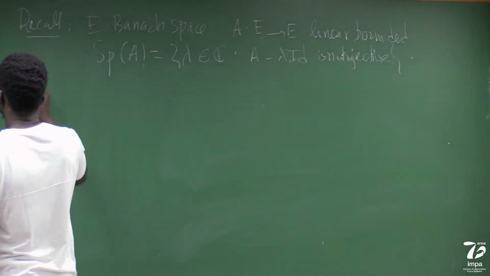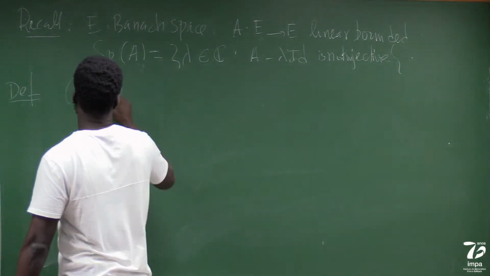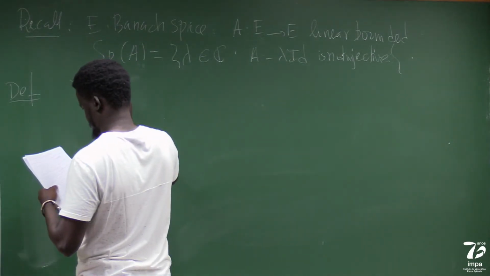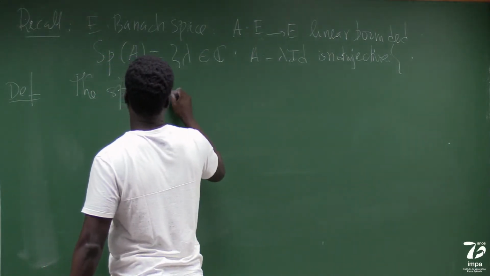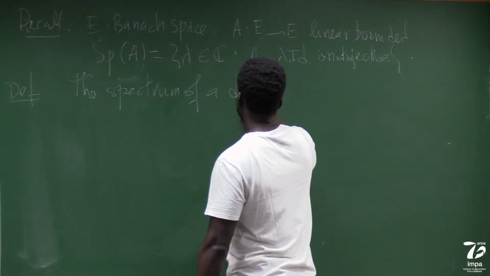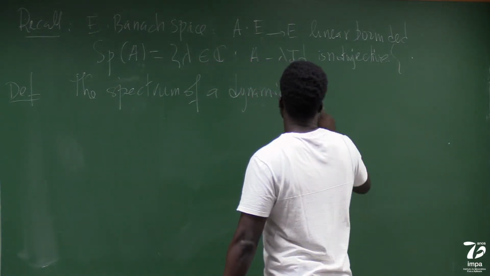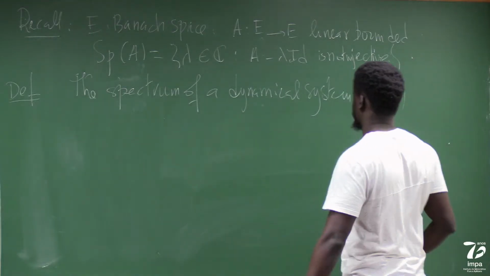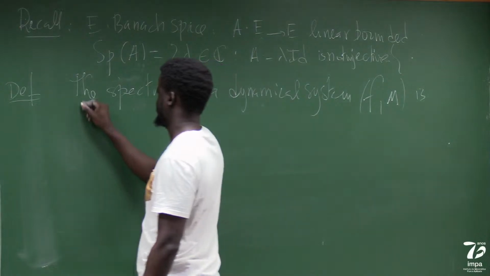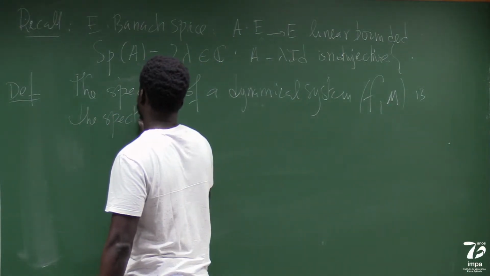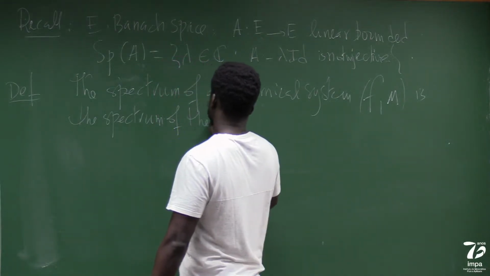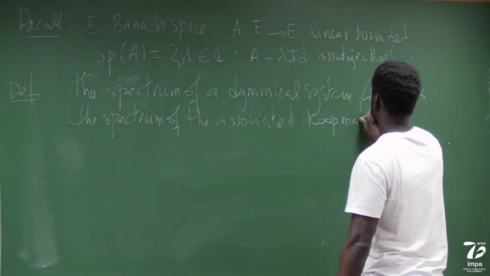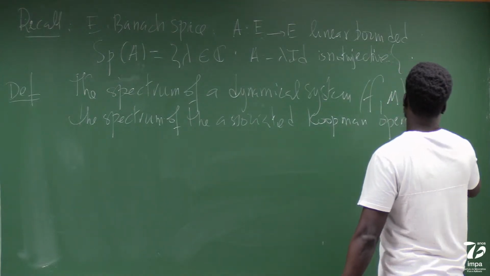Now the spectrum of a dynamical system, so given (F, mu), the spectrum of the dynamical system (F, mu) is the spectrum of the associated Koopman operator, U_F.